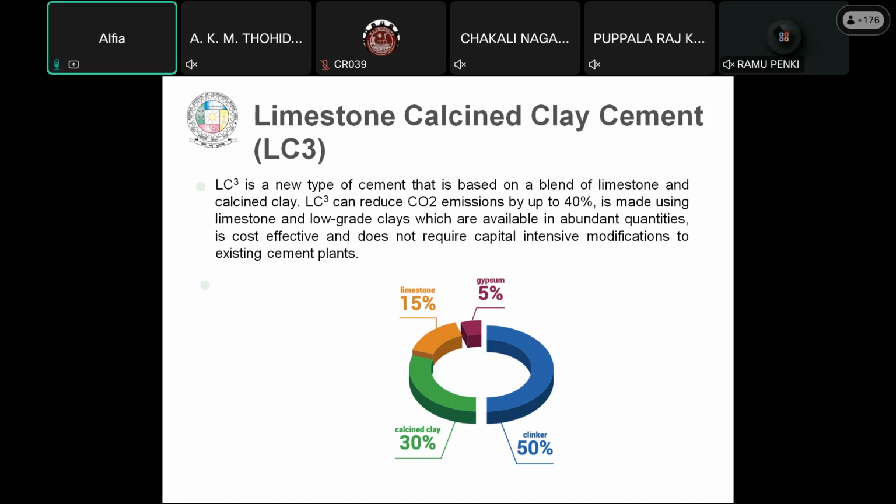Also, because of the utilization of locally available raw materials like limestone and clay, the transportation cost is reduced and emission is reduced. The calcination of clay is done at a lower temperature than clinker production, which in turn again reduces the energy consumption and the carbon dioxide emission. Along with this reduced carbon dioxide emission, another advantage of this type of cement is that it exhibits similar or even better mechanical and durability properties compared to traditional cement.